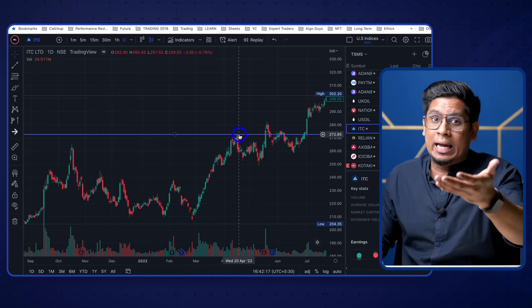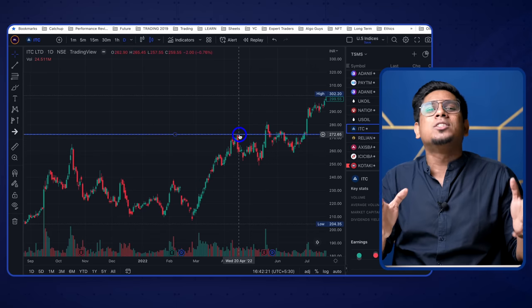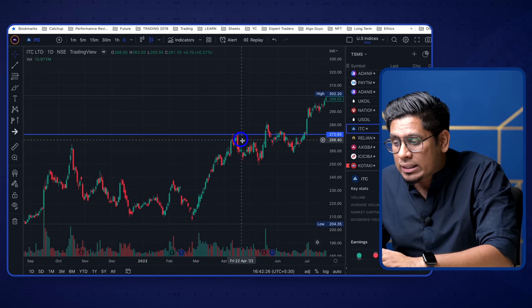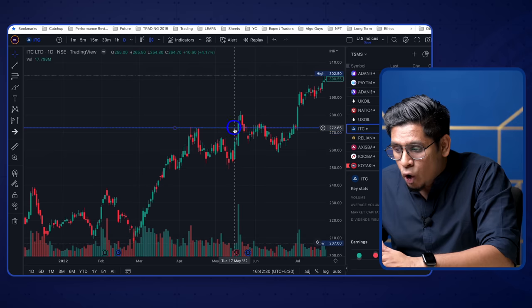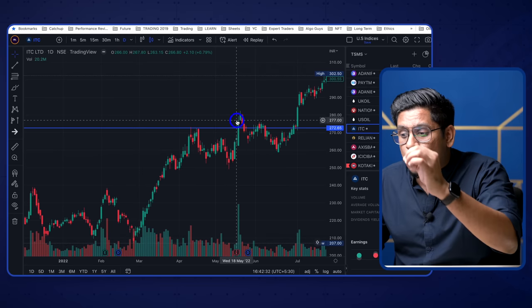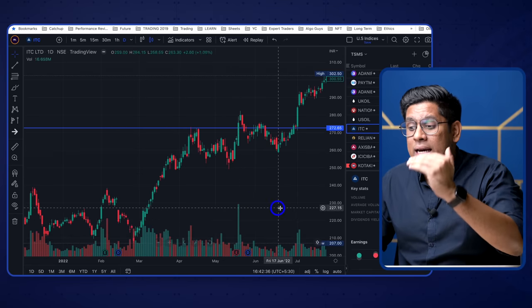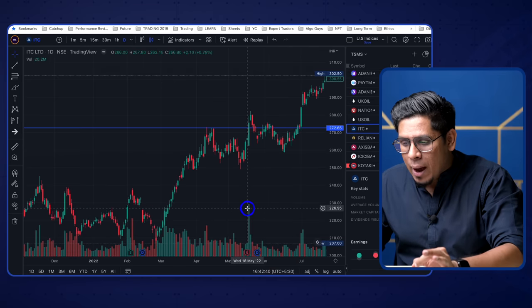We learned about drawing support and resistance lines in the last video. If you haven't watched that video, make sure you watch it also. So here, ITC took a resistance and then came down. And then see what happened. Here, ITC broke that resistance with a large, good green candle. And if you look at the volume, there is a huge, humongous, large green volume bar also. Huge volume happening here.